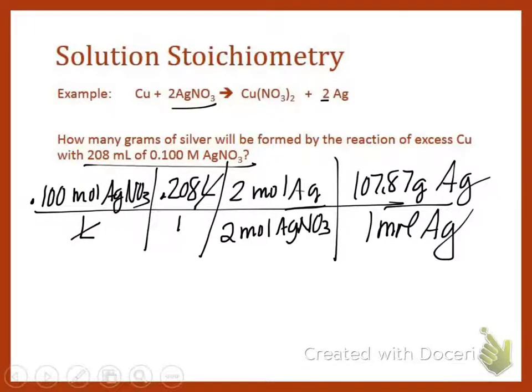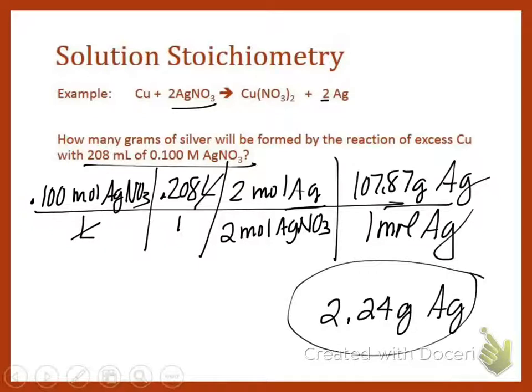I put that into my trusty handy-dandy calculator, and I need 3 sig figs. So I'm going to say 2.24 grams of silver is how much I could form. Okay? Really and truly, the second part of that is the same as what we've been doing with stoichiometry.